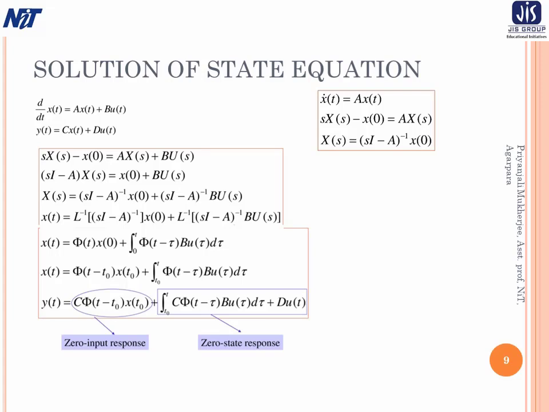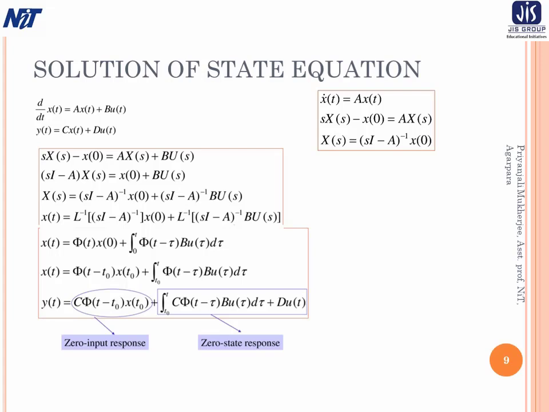And next is the non-homogeneous equation. So if we consider the non-homogeneous equation, that means both the terms Ax(t) and Bu(t) will be present. So next we will apply the Laplace transform on both sides of this state equation, x dot t is equal to Ax(t) plus Bu(t). So if we consider the initial conditions are not equal to 0, then we can write (sI minus A) into X(s) equal to x0 plus BU(s), where this x0 is the initial condition. And X(s) becomes (sI minus A) inverse into x0 plus (sI minus A) inverse into BU(s).